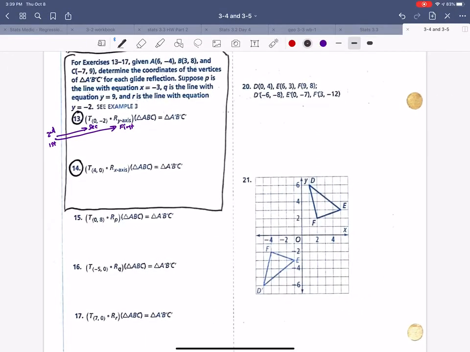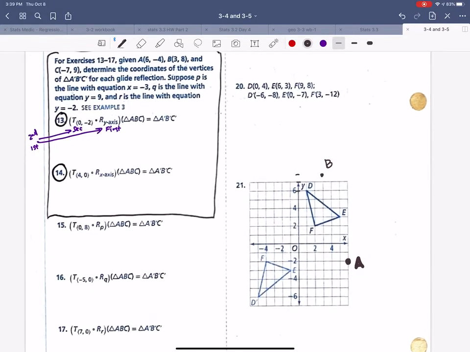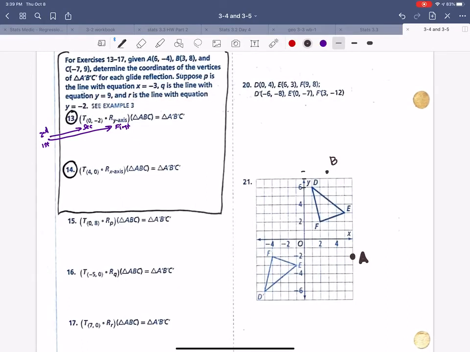So it says A is 6, negative 4. So A is 6, negative 4. That's A. B is 3, 8. So I keep going 6, 7, 8. So that would be B is 3, 8. And C is negative 7, positive 9. So negative 6, negative 7, positive 6, 7, 8, 9. Okay, so it's right about there.